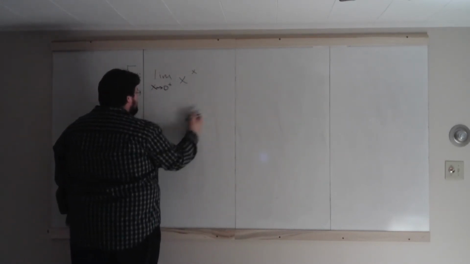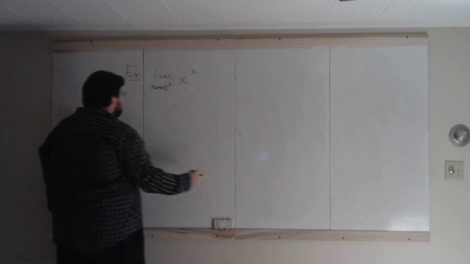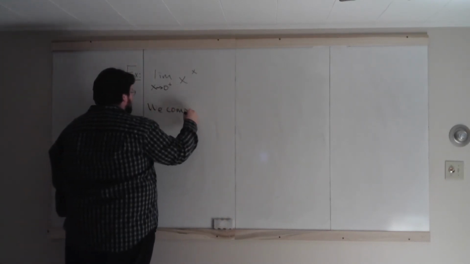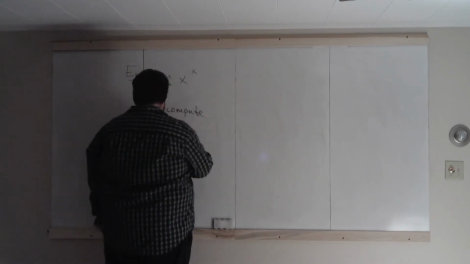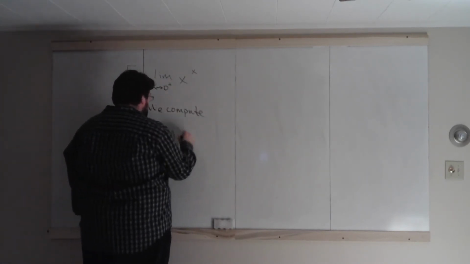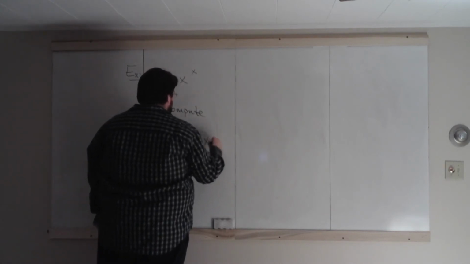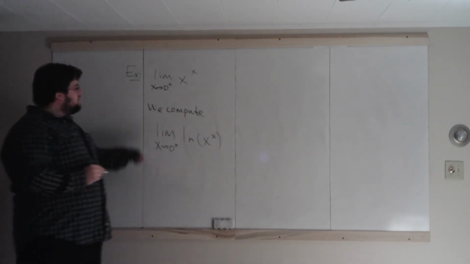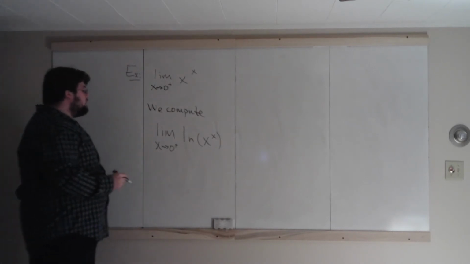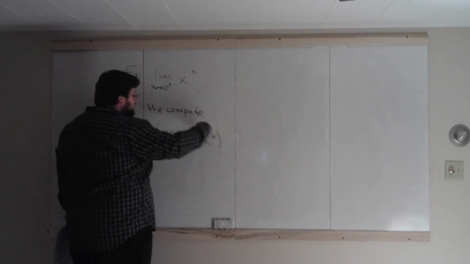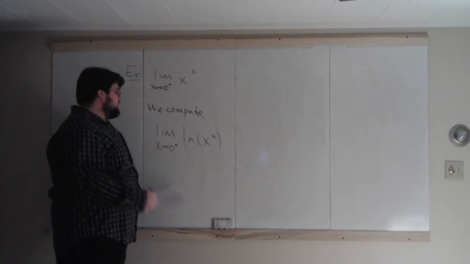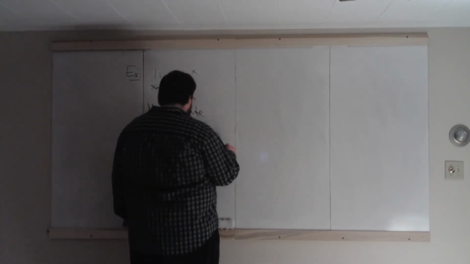So what we're going to do is compute a different limit. So we'll say we compute the limit as x approaches 0 from the right of log of x to the x. We're not yet computing this limit on top. We're computing the limit of this with a logarithm on it. If we throw a logarithm on something, that is a new limit. So this is all technically side work.